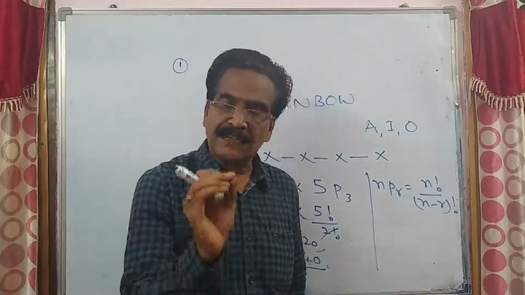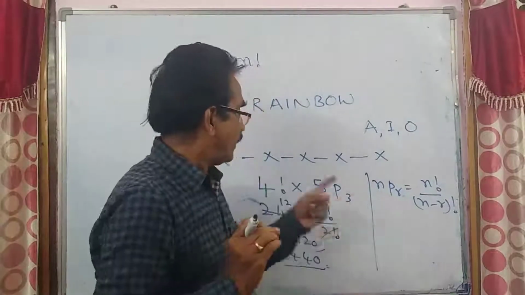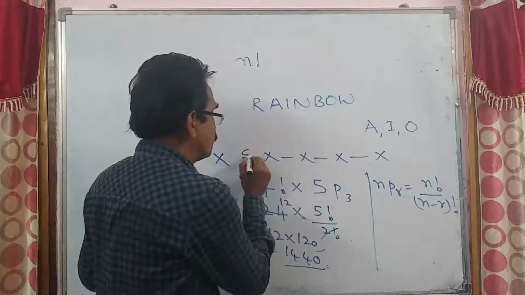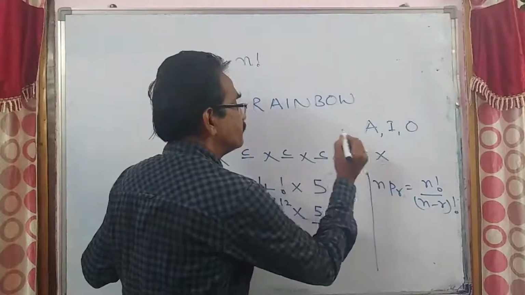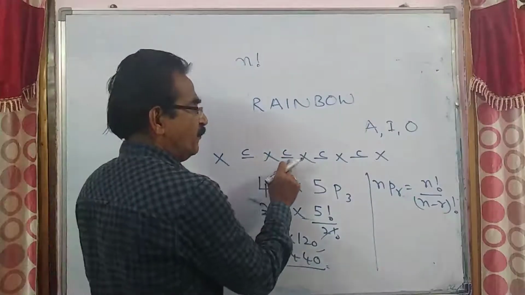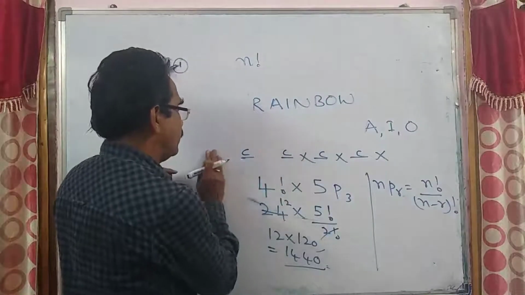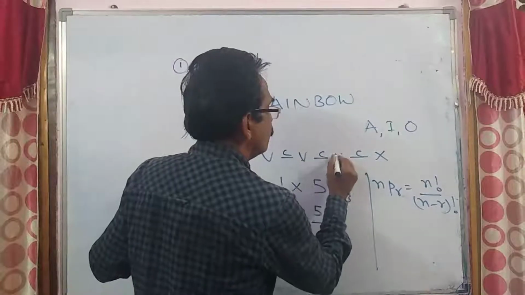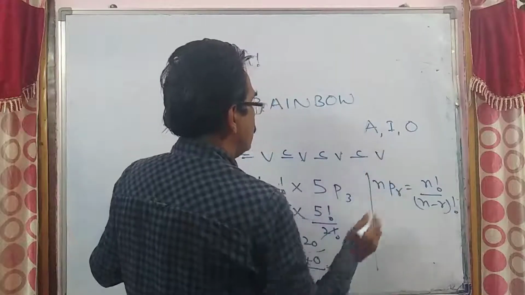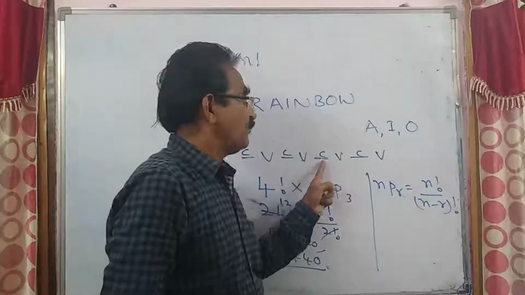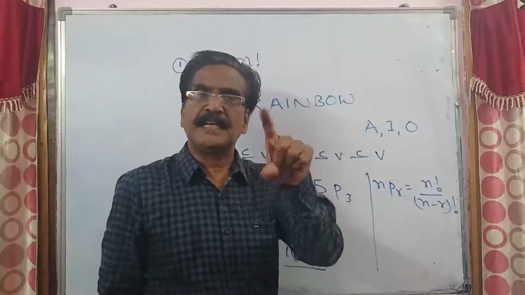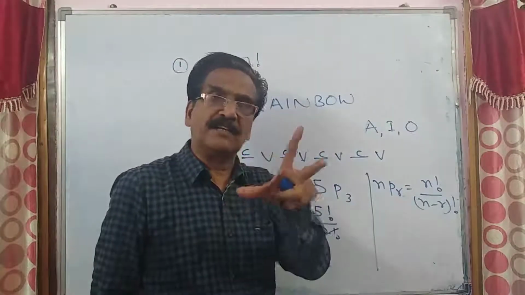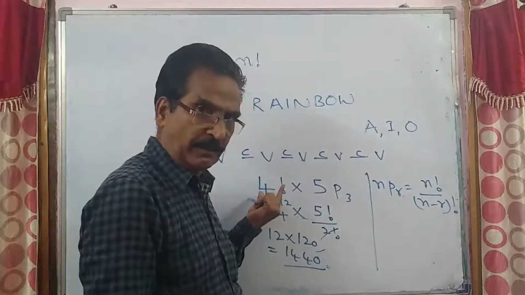So the condition is given for vowels. First you arrange the consonants. These are consonants. First you arrange the 4 consonants. Here you can write vowels. So first you arrange these 4 consonants. 4 different consonants can be arranged in 4 factorial ways.